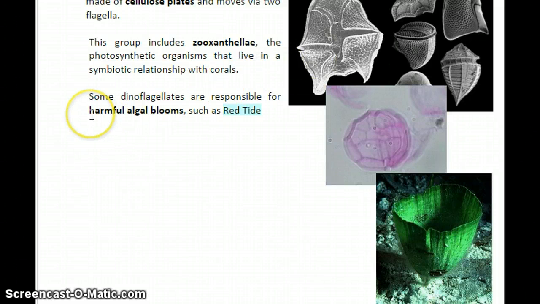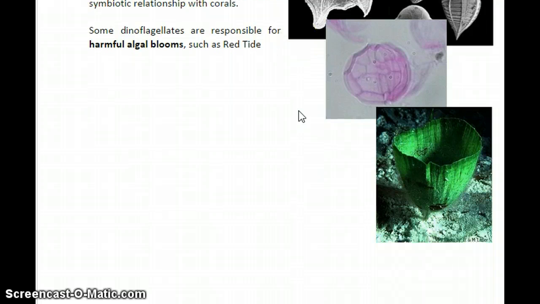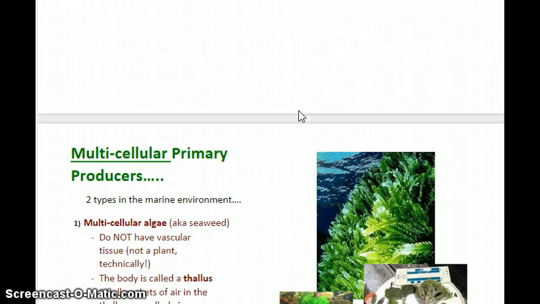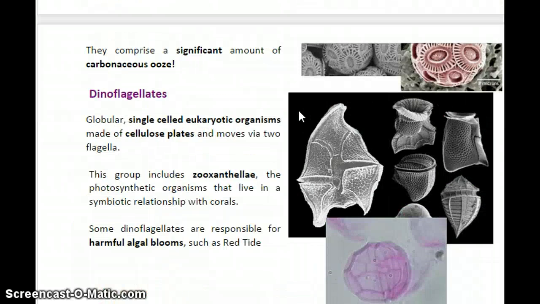So these guys do the same thing, and it's called a harmful algal bloom. So it can be tough. These types of dinoflagellates can release a toxin that is what kills off fish and other marine organisms. So that's kind of a summary of the single-celled guys.